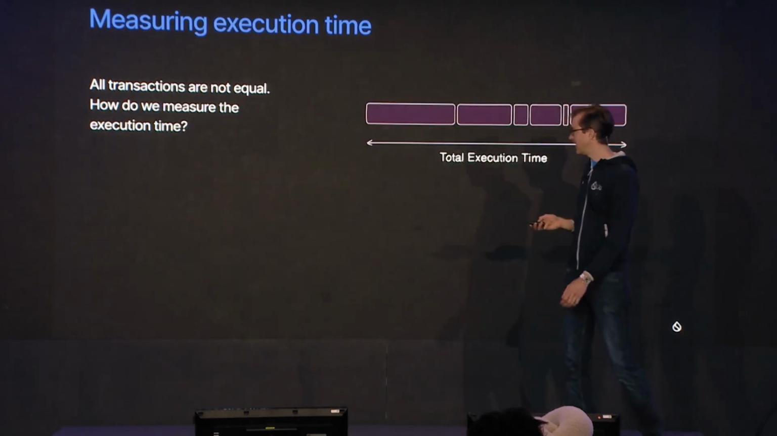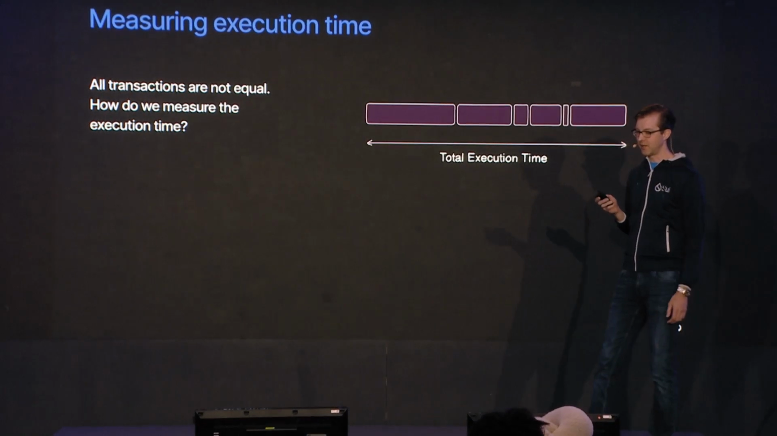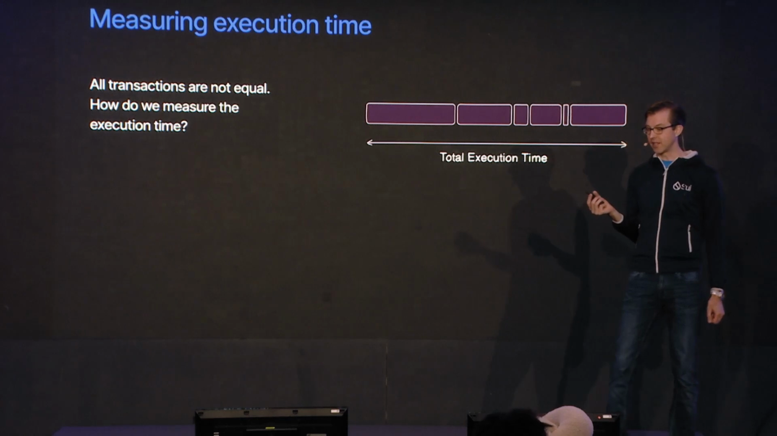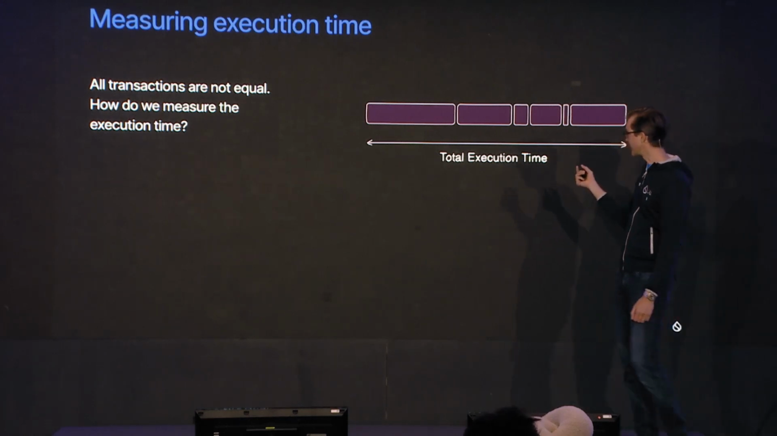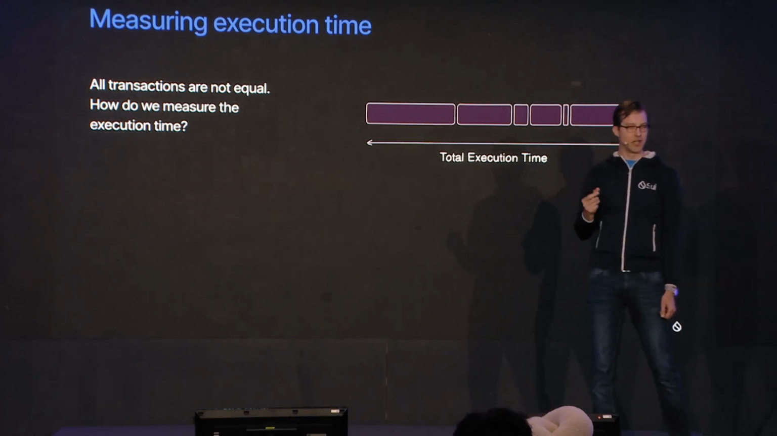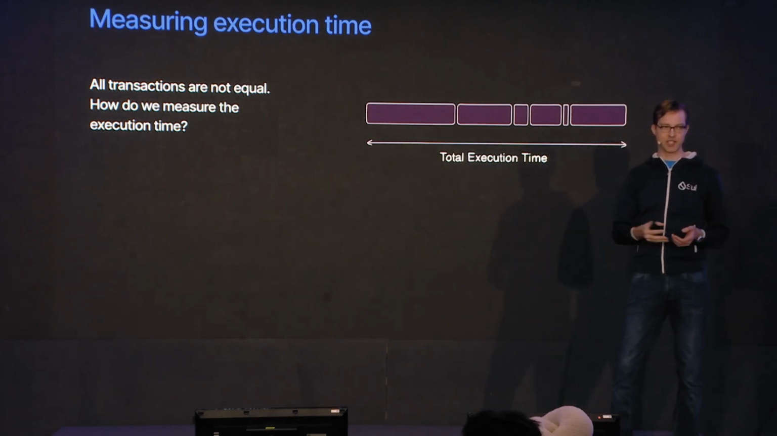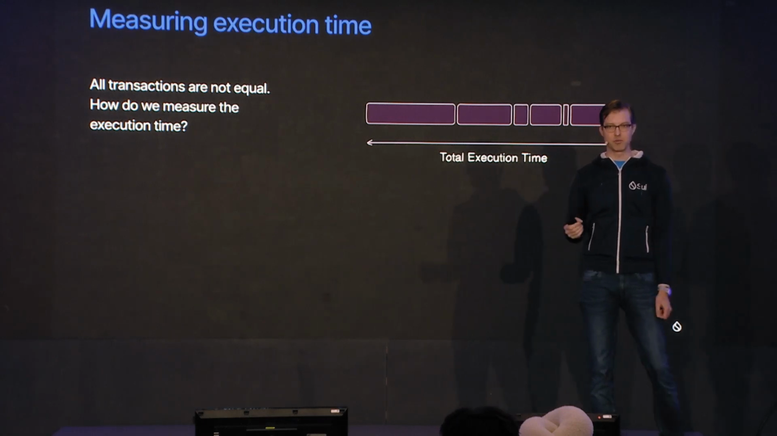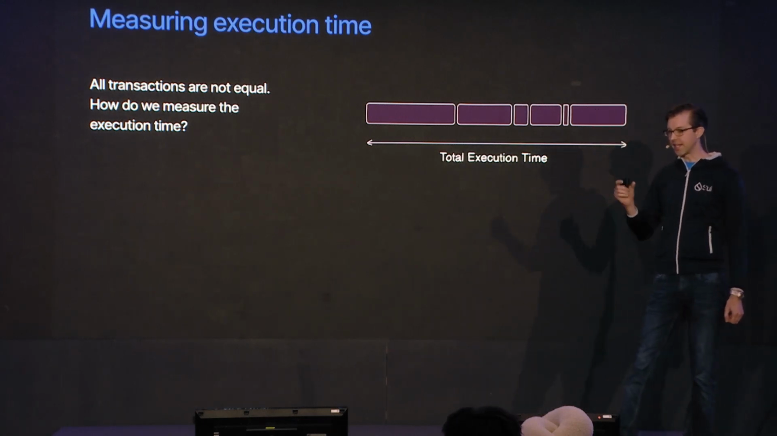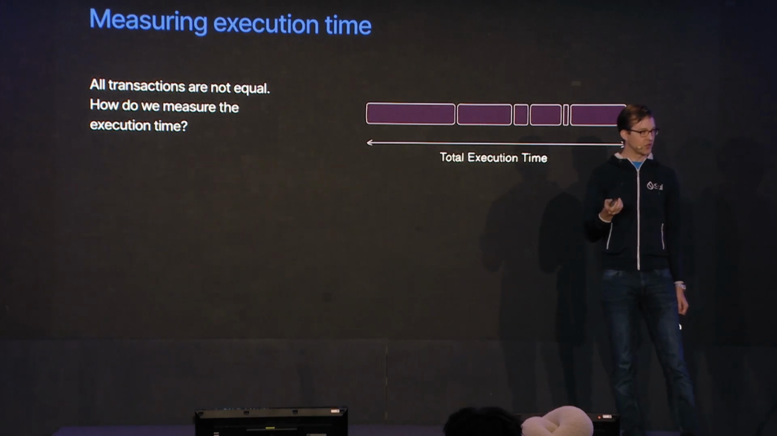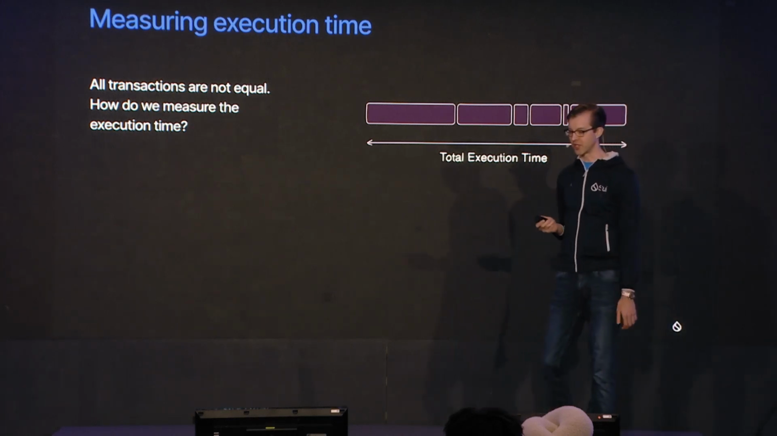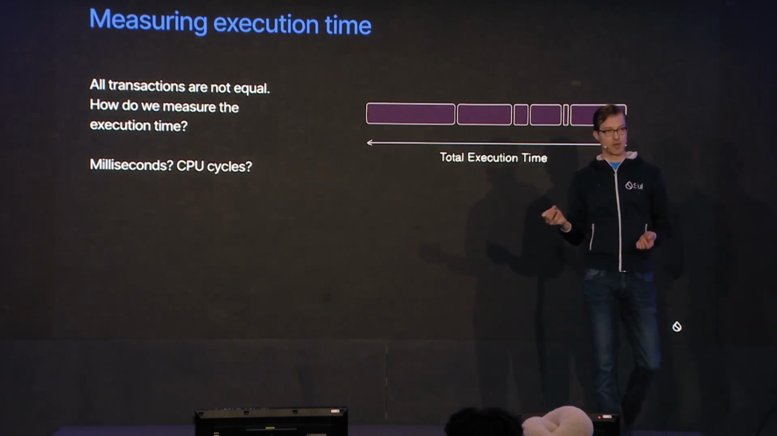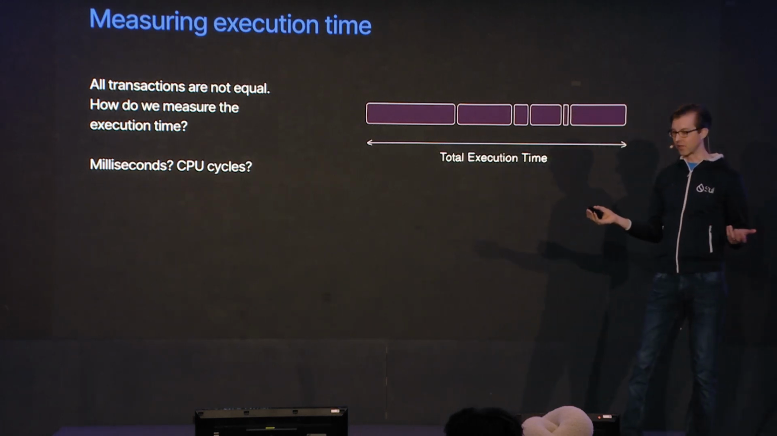Okay, so in the slides up to this point, I've sort of treated every transaction as being equal. In reality, that's not how it really looks. You're going to have some transactions that take much longer, especially on Sui with our programmable transactions, where you can have a very complex transaction next to something that's just a single swap. So things are going to take different amounts of time. How do we measure the execution time for the purpose of computing this congestion? We can't use milliseconds, we can't use CPU cycles, because this has to be deterministic. Every validator has to agree.